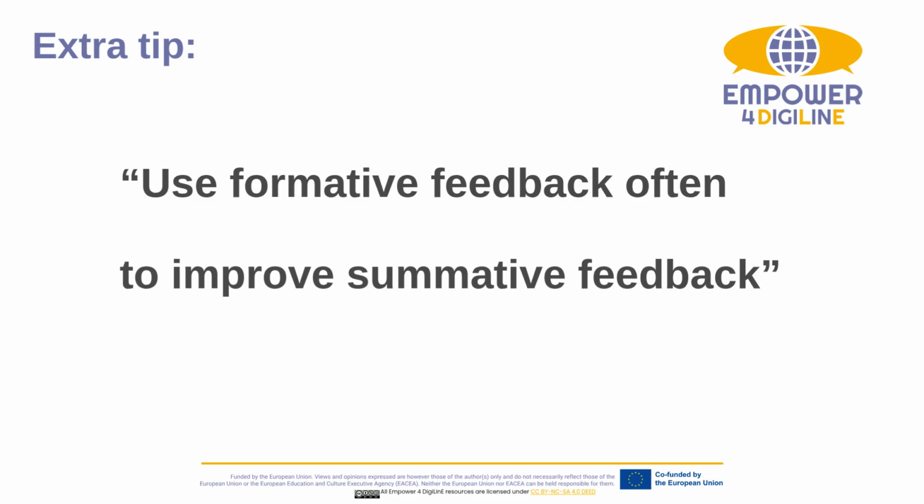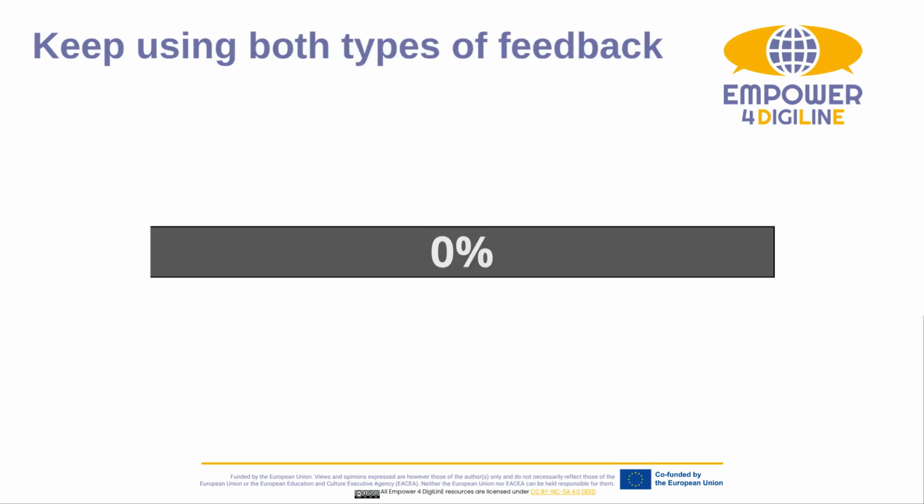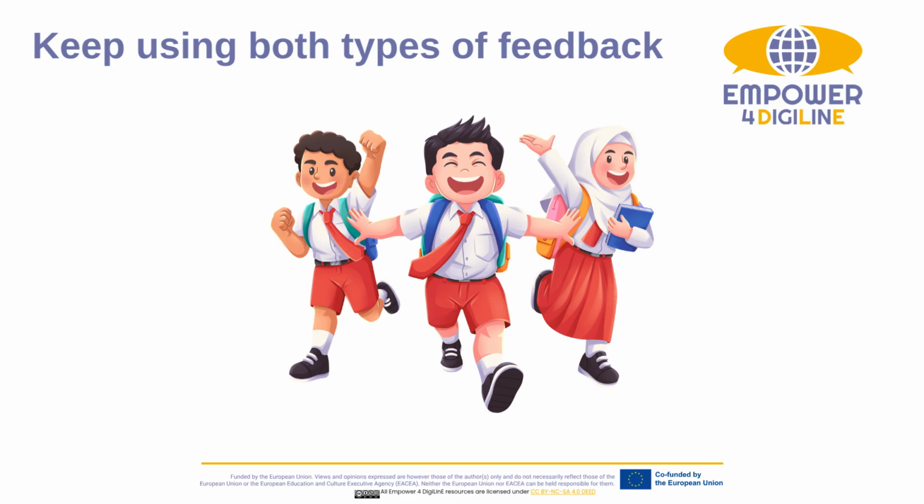Use formative feedback early and often. The more support students get during learning, the better their summative results will be. The most effective classrooms use both formative and summative feedback, not just to grade students, but to guide them. Encourage students to reflect on formative feedback before revising. Use summative feedback to set goals for the next time they study. And remember, how you deliver feedback matters just as much as when you give it.